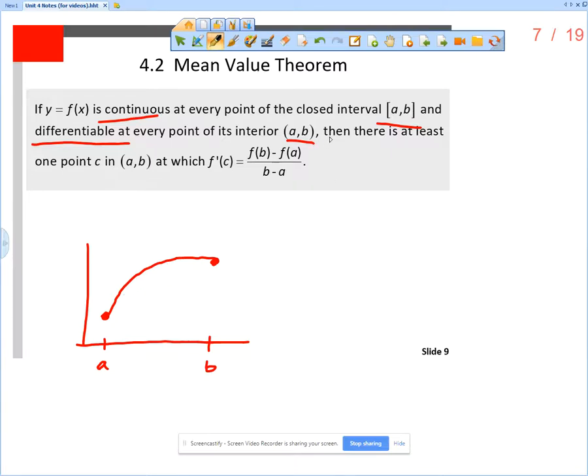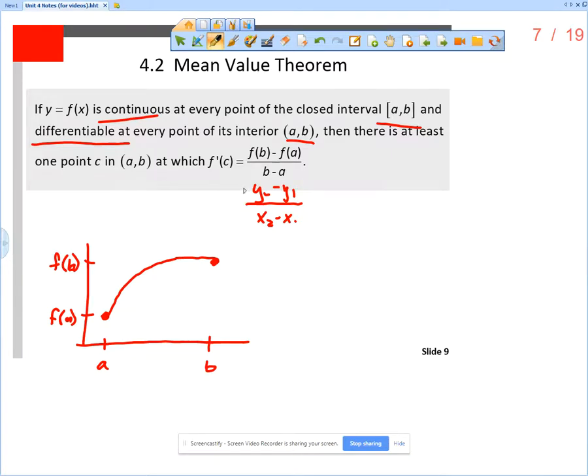It says then there is at least one point c in a to b. So that means c is somewhere between a and b, at which f prime of c equals f of b minus f of a over b minus a. Well, what do f of b and f of a mean? f of a is this y value. f of b is this y value. So what does f of b minus f of a over b minus a mean? That's actually just slope. It's like y2 minus y1 over x2 minus x1. Isn't that really all that is?